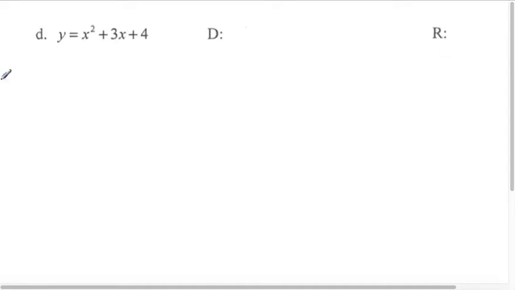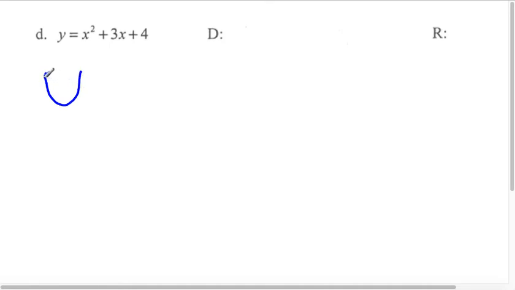Second example, we look at this function y equals x squared plus 3x plus 4. And knowing that this is a quadratic function, we know that the graph will be a parabola. And because the coefficient of x squared is 1, which is a positive value, we know it's going to be a parabola which is facing up.